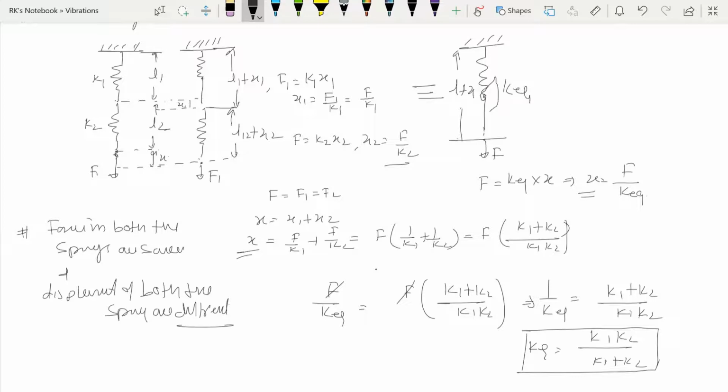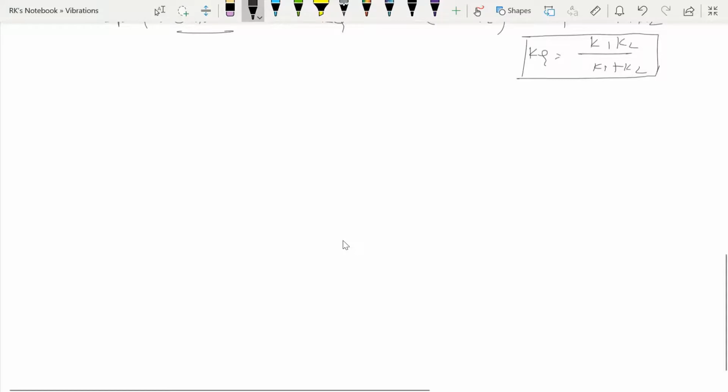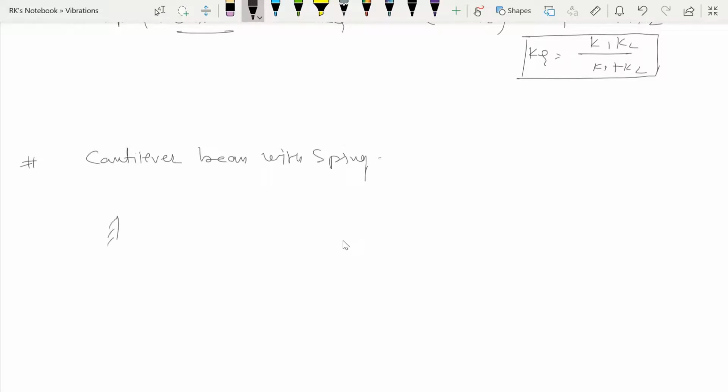Right? So now we'll consider a third example, a cantilever beam with spring. So let's consider this is a cantilever beam, and this cantilever beam is connected to a spring in such a way, and the length of this spring is L1, right? And stiffness is K, and here Young's modulus of this beam material is E, and area moment of inertia is I.